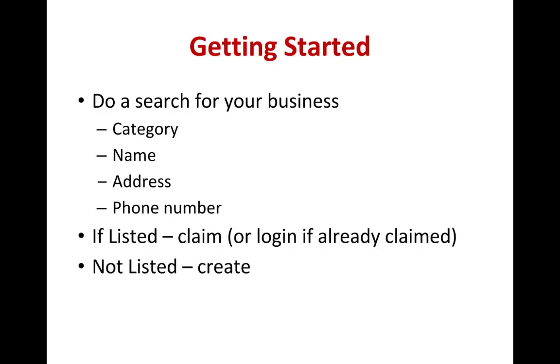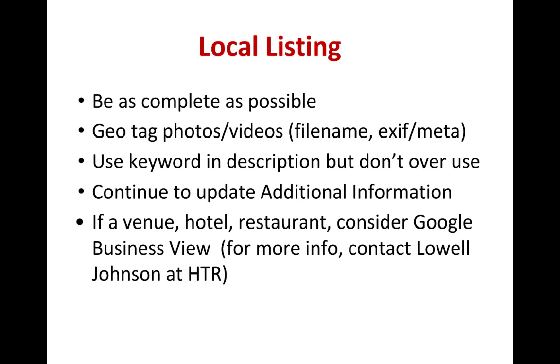Okay, so when you do a search for your business under the category, name, address, and phone number, you're going to find that you probably do have a listing or one's been created for you. So if it is listed, go ahead and claim it or log in if it's already claimed. If it's not listed, go ahead and create one. And we're going to walk through what that looks like.